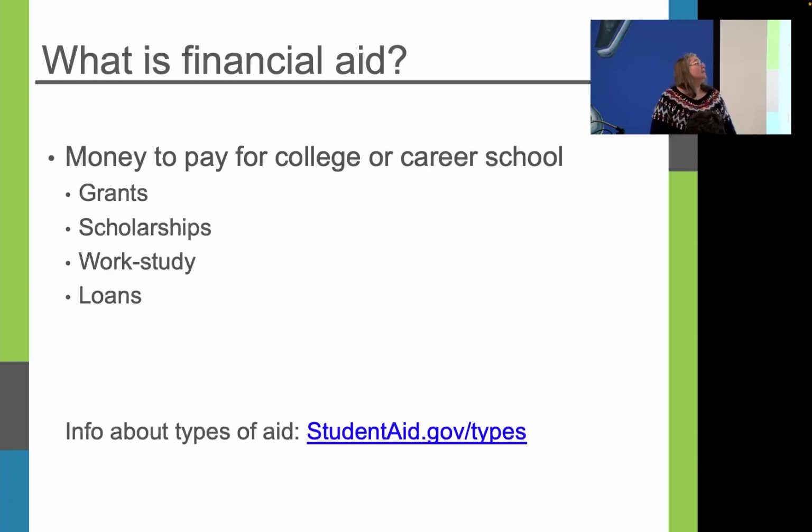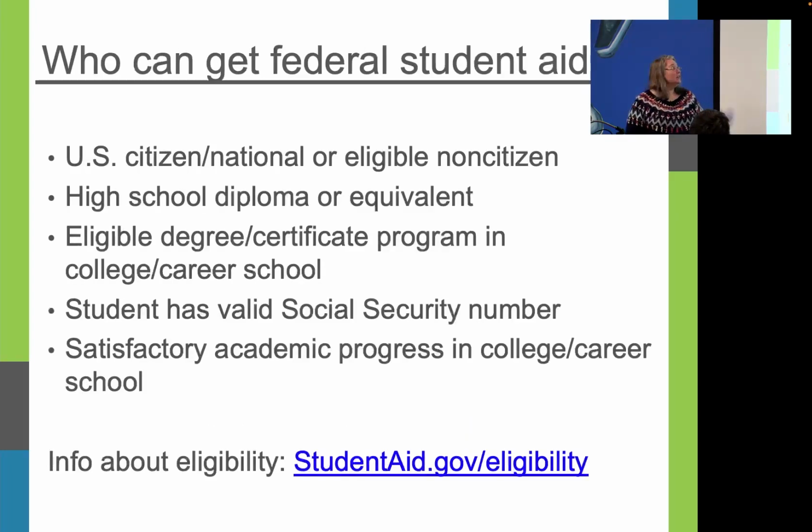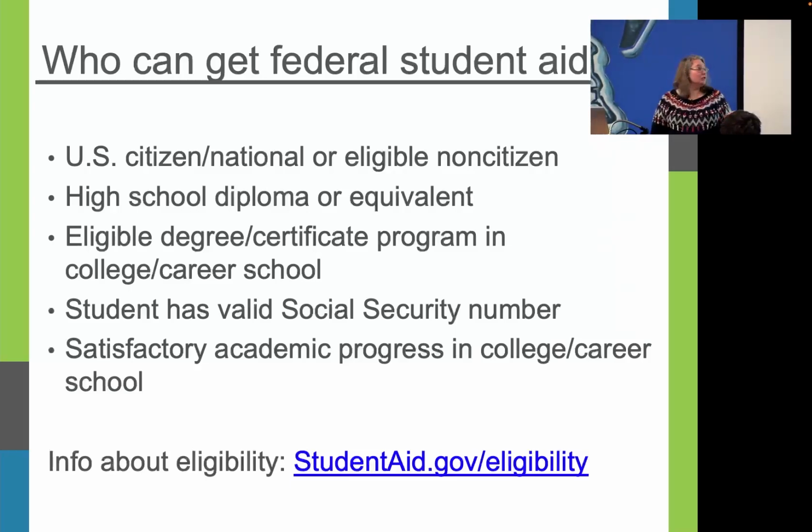So who can get federal student aid? This is just the most common things that you need to have to be eligible. You need to be a U.S. citizen or eligible non-citizen. You have to have a high school diploma or equivalent. Be in an eligible degree program. So you can't be a non-degree seeking student. You have to be in an eligible program. You have to have a valid Social Security number and also maintain your satisfactory academic progress.